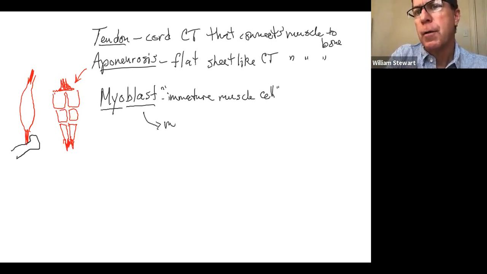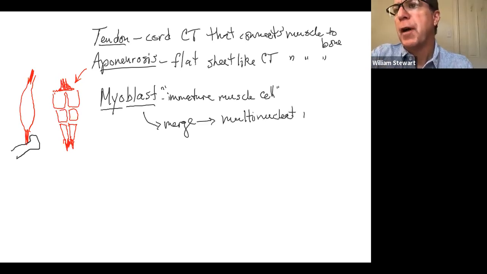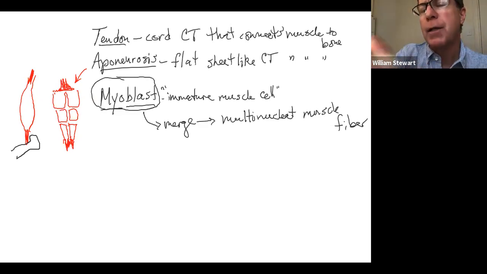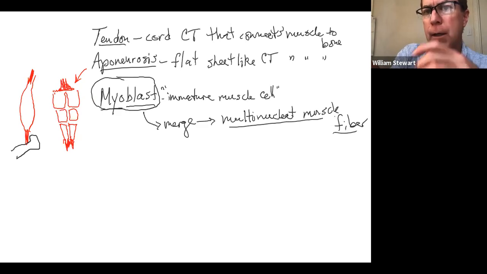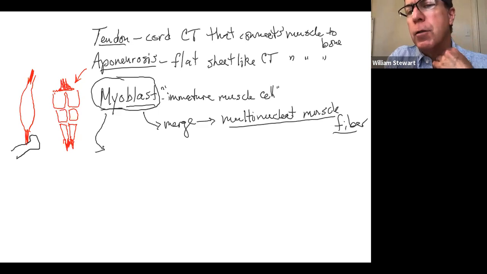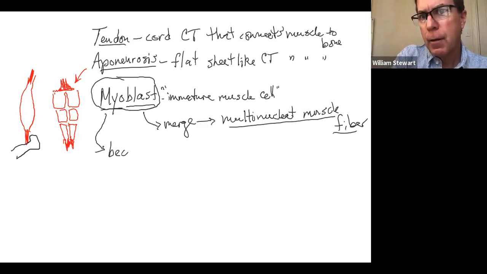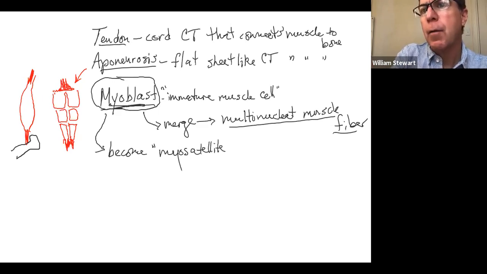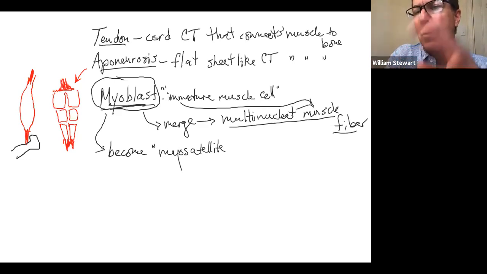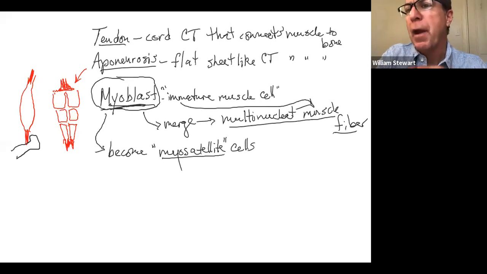So when they merge, that gives a multinucleate muscle fiber, a mature muscle fiber. Not all of these myoblasts embryologically merge to become adult multinucleate muscle fibers. Some stay in a fairly immature state and become myosatellite cells. So myoblasts can either become mature multinucleate muscle fibers by merging together, or they can stay separate, not merge, and become myosatellite cells. These are repair cells: if a muscle gets damaged, they help with repair of damaged muscle tissue.